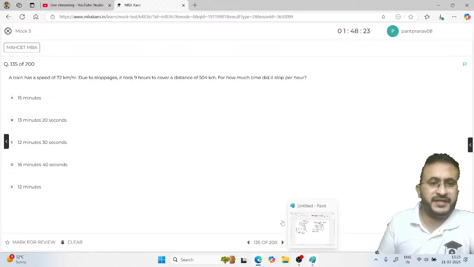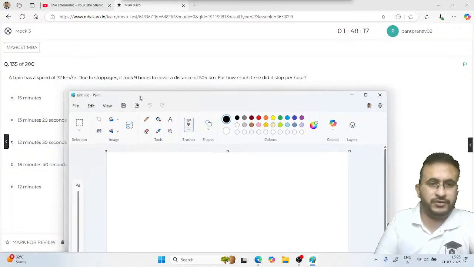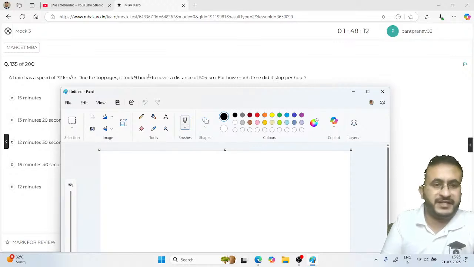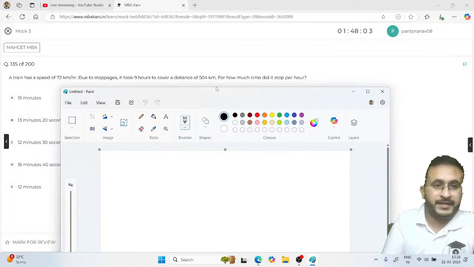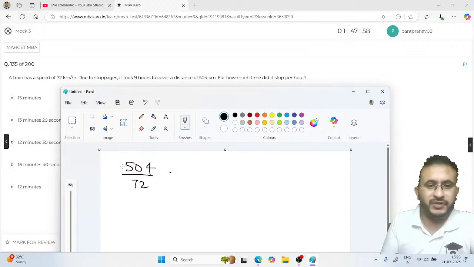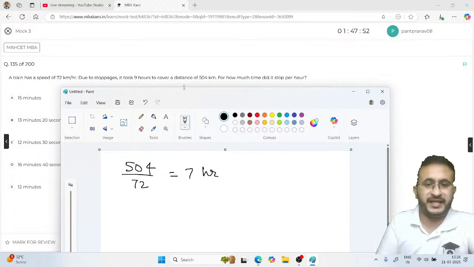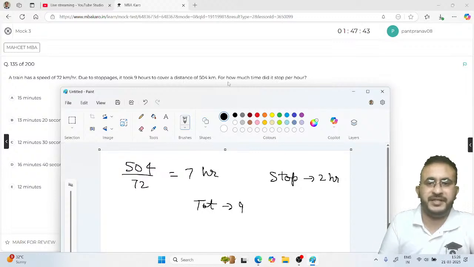Next. A train has a speed of 72 km per hour, which is 20 meters per second. Due to stoppages, it took 9 hours to cover a distance of 504 km. For how much time did it stop per hour? 504 divided by 72 is equal to 7 hours, so it traveled in 7 hours. Due to stoppages it took 9 hours in total, so the stop is 2 hours.